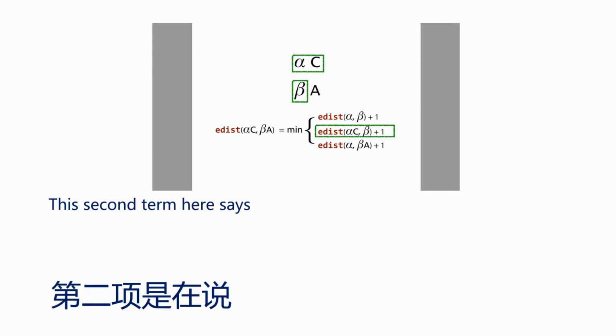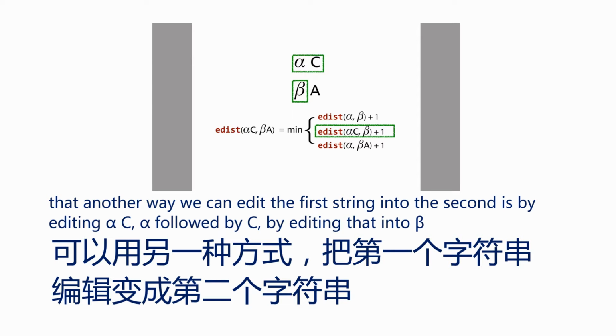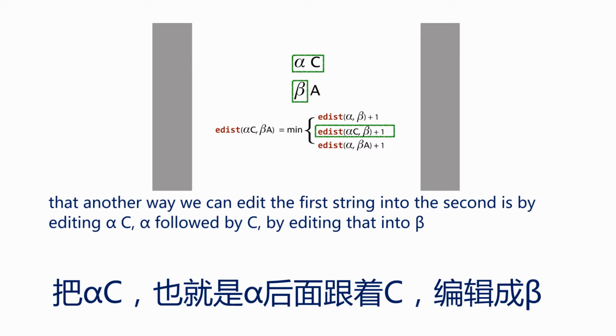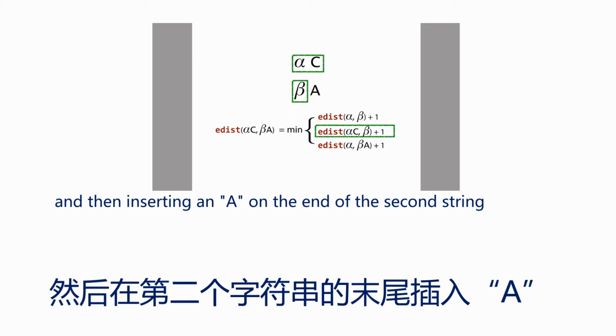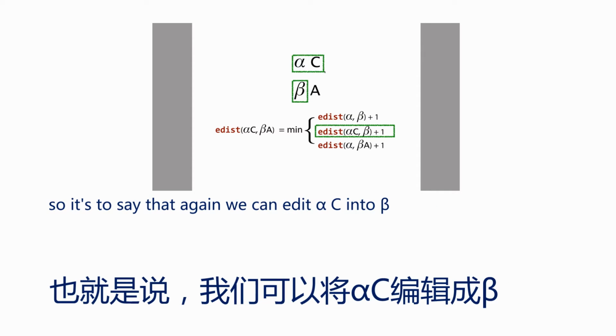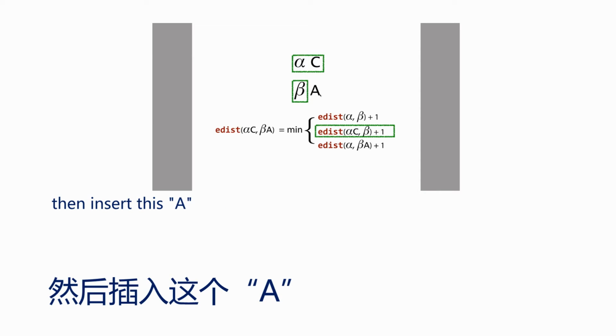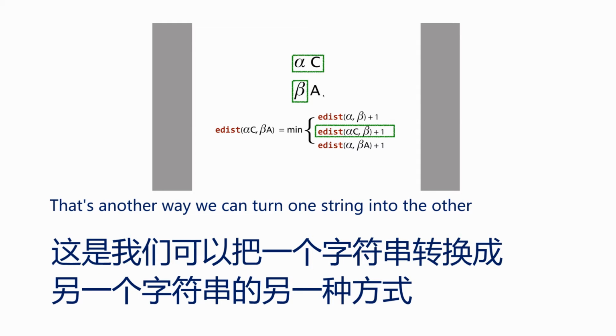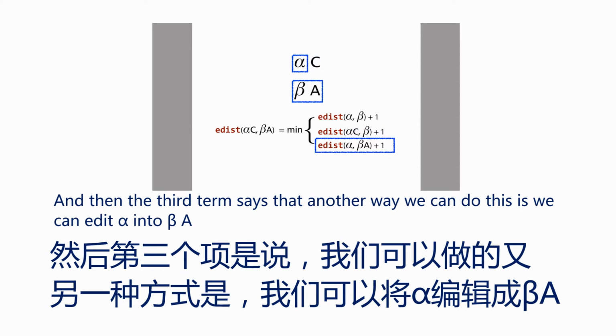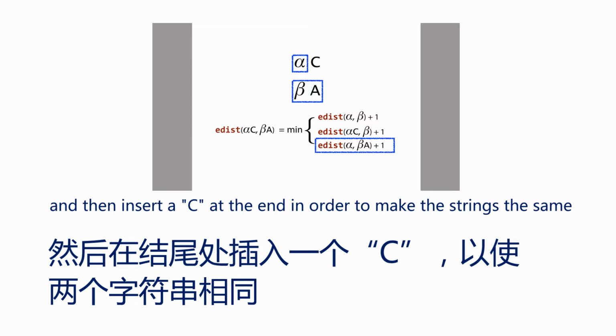This second term says that another way we can edit the first string into the second is by editing alpha C, alpha followed by C, into beta, and then inserting an A on the end of the second string. So to say that again, we can edit alpha C into beta, then insert this A. That's another way we can turn one string into the other. And then the third term says that another way we can do this is we can edit alpha into beta A, and then insert a C at the end in order to make the strings the same.